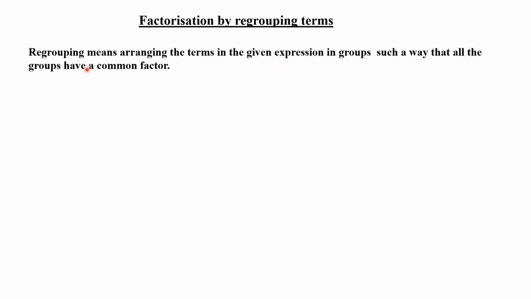Now, another method of factorization is factorization by regrouping terms. First we will see what is the meaning of regrouping. Regrouping means arranging the terms in the given expression in groups in such a way that all the groups have a common factor. Sometimes, if the expression has, suppose, 4 terms, we will not be able to find any common factor which will be present in all the 4 terms.